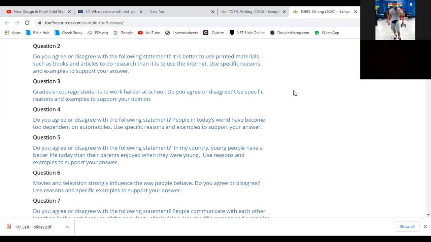Question number four, do you agree or disagree with the following statement? People in today's world have become too dependent on automobiles, cars. Use specific reasons and examples to support your answer. Right? All right, no las vamos a leer todas, but I want you guys to read this. Y denle un poco de pensamiento a cada una, right? Do it as an exercise. Tomorrow or in the weekend, you can do it. Read all these, give it some thought.